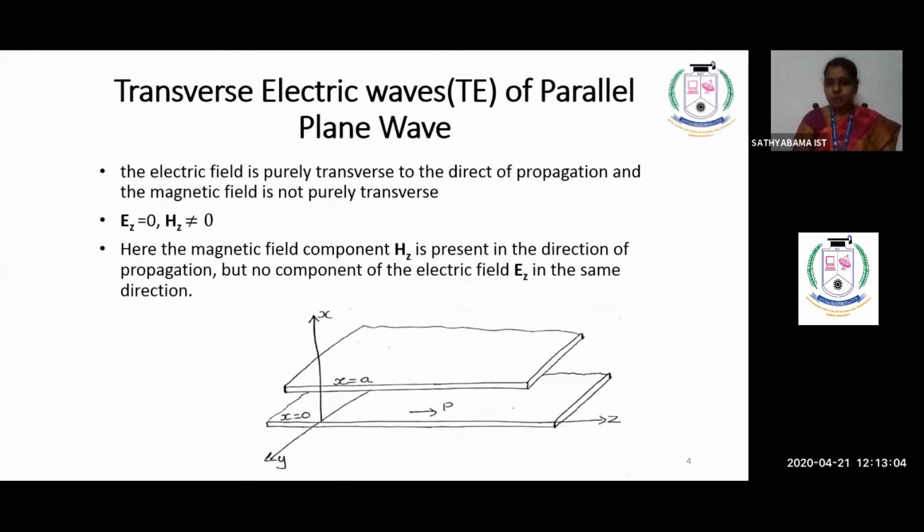Today's topic is a very simple concept, that is the transverse electric wave of a parallel plane wave. Now you can easily guess what we are going to do. Transverse electric wave means, what is the meaning? The electric wave is not existing along the direction of propagation. So the word which is along with transverse does not exist.